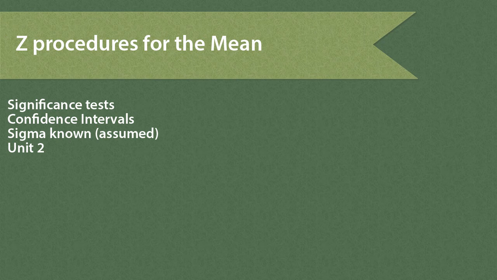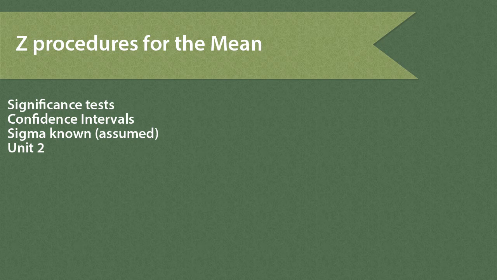In this program, we'll learn how to use Z procedures to make inference for the population mean. We're going to look at examples of statistical testing, what's called a test of significance, or sometimes called a hypothesis test. We'll also use confidence intervals to make estimates about the population mean.